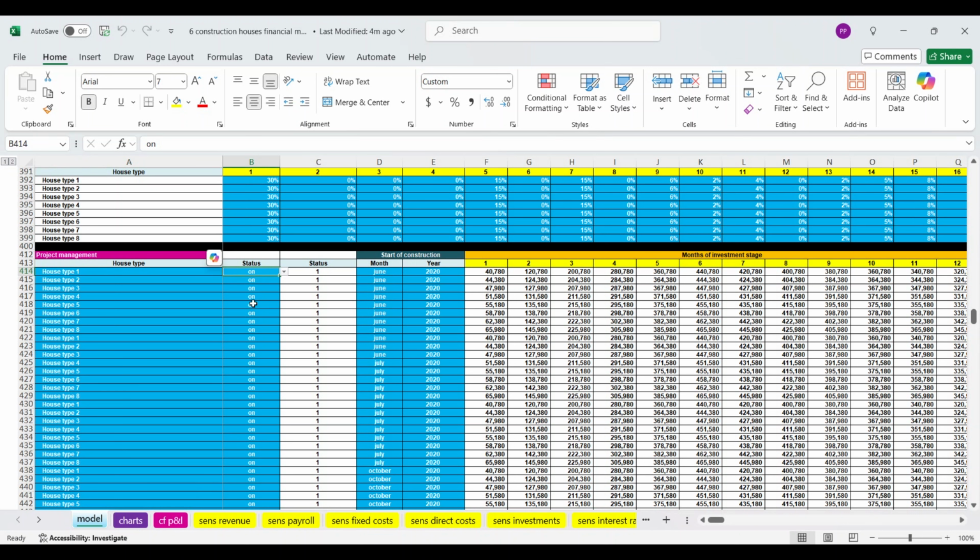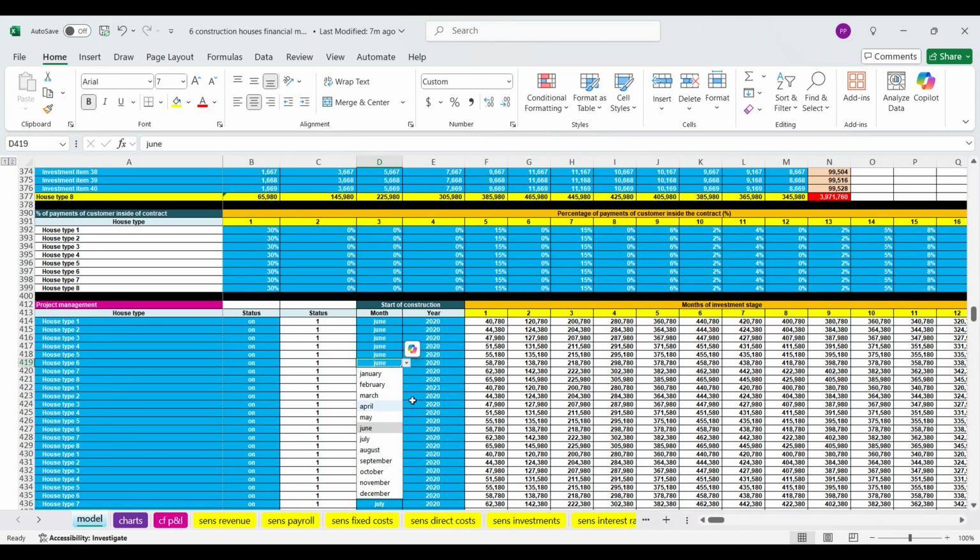Then we can also specify, we can switch this particular house on and off from calculations from the cash flow statement, and see how the cash flow statement, payback period, and financing needed, and all the financial numbers will look like if we switch off this or that amount of houses from calculations.